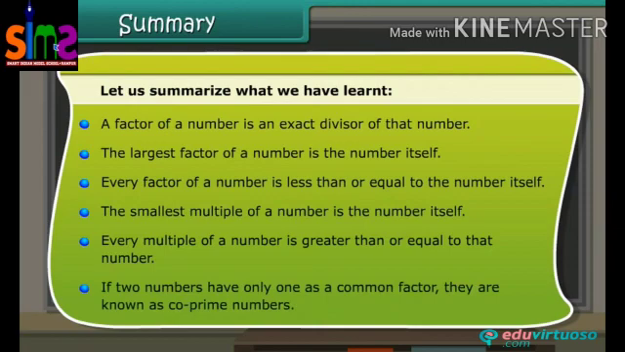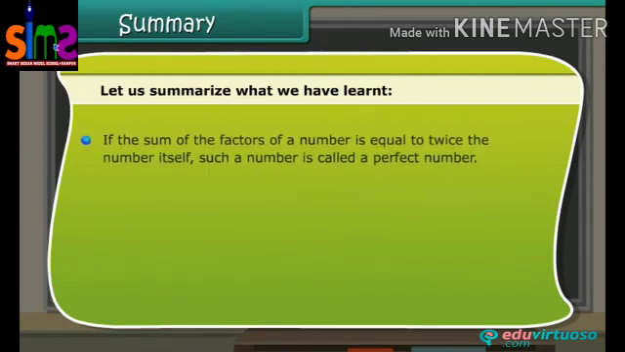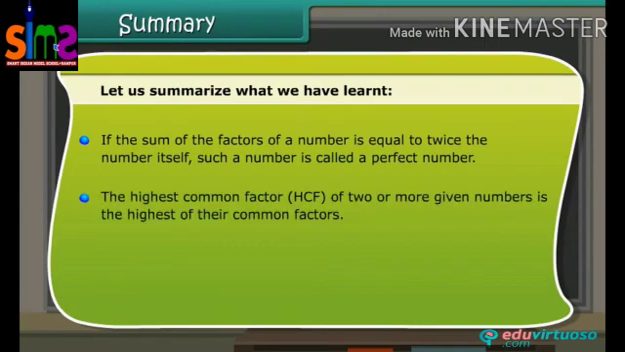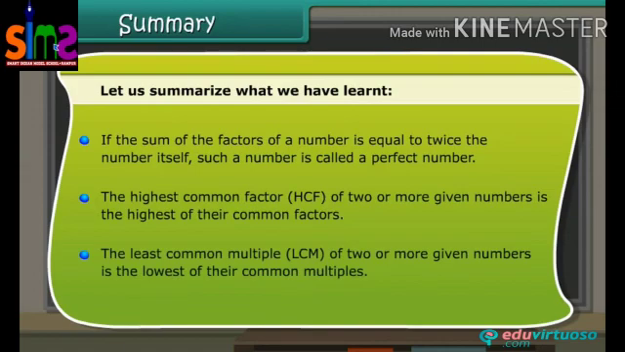If two numbers have only 1 as a common factor, they are known as co-prime numbers. If the sum of the factors of a number is equal to twice the number itself, such a number is called a perfect number. The highest common factor, HCF, of two or more given numbers is the highest of their common factors. The least common multiple, LCM, of two or more given numbers is the lowest of their common multiples.